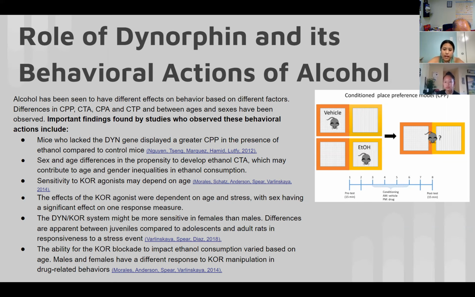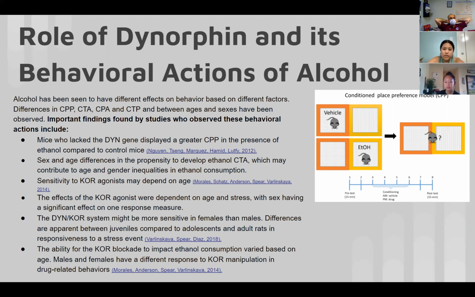Sensitivity to KOR agonists may depend on age, as there is a general pattern of reduced sensitivity in adults to agonists with both CPA and CTA paradigms. Reduced sensitivity to KOR agonists in adult and adolescent animals may be due to the DYN-KOR system not being fully developed, thus less likely to become activated.